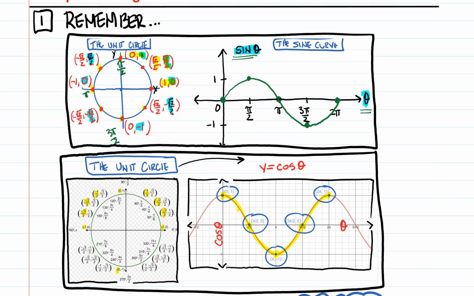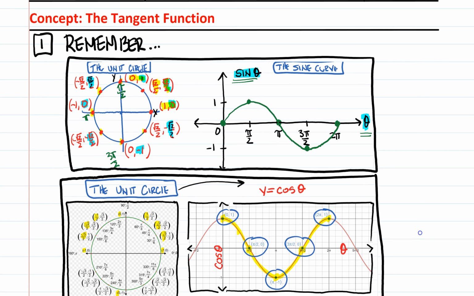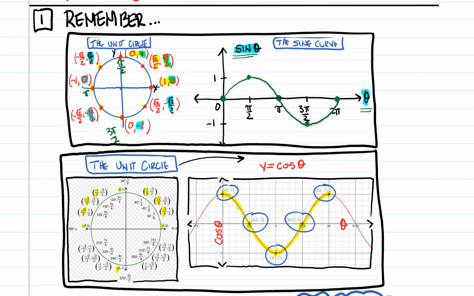So I just want you to remember that the sine curve and the cosine curve both come from the unit circle. And since this topic is called the tangent function, I'm going to tell you where the tangent function comes from also. The tangent function also comes from the unit circle, but it's a little bit harder to see, so I want to make sure that we remember a few things.